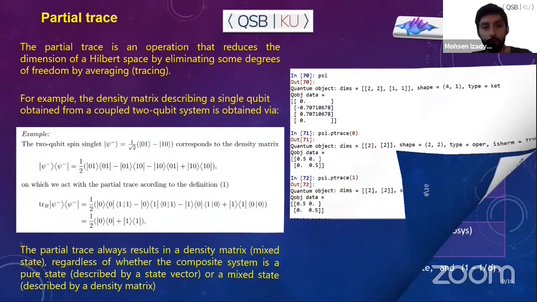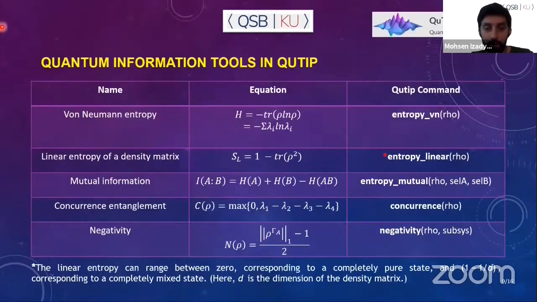Okay, now I'm going to find more information tools in QuTiP. In quantum information there are a lot of functions that we can use in QuTiP, and the commands are very simple. You can see here there is the von Neumann entropy, and the command will be just entropy_vn, and you just need the density matrix. So by having the density matrix, you can find the von Neumann entropy, also the linear entropy, for finding whether your system is in fact a pure state or a mixed state, and also the mutual information.